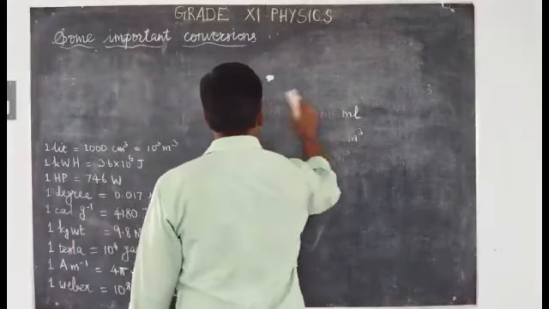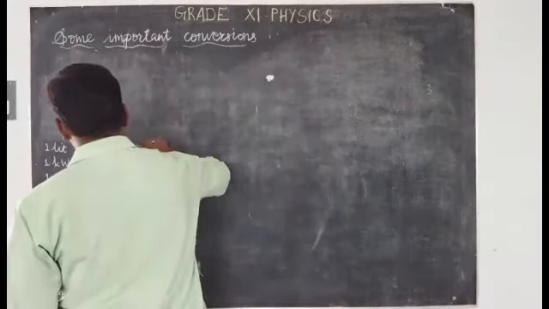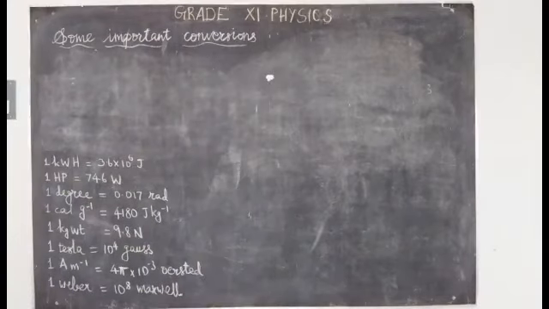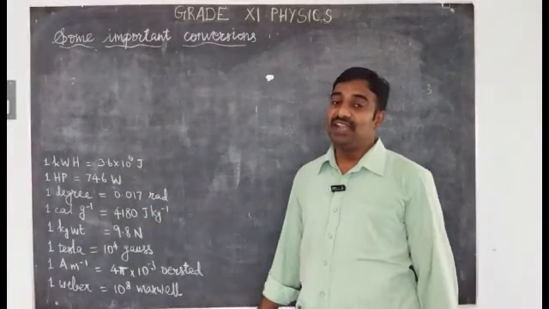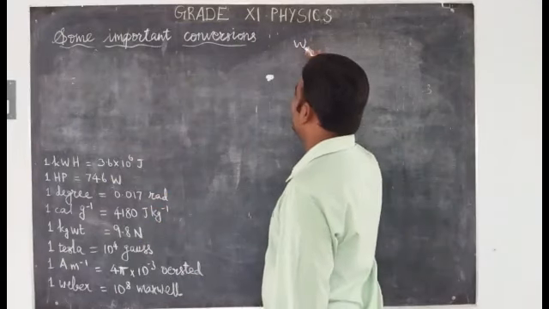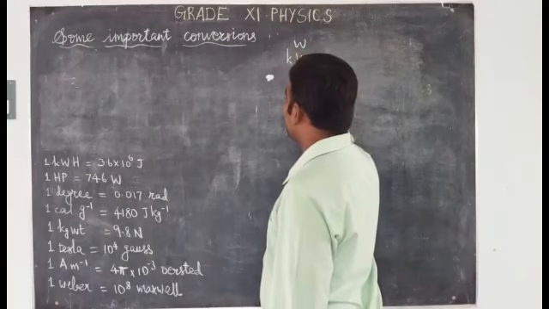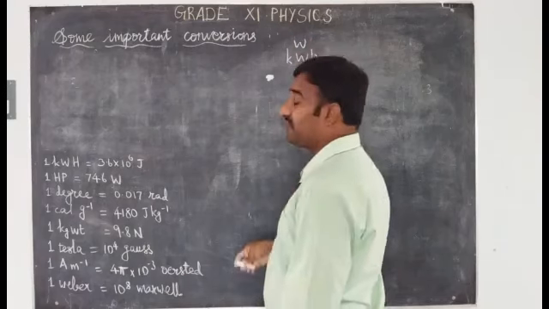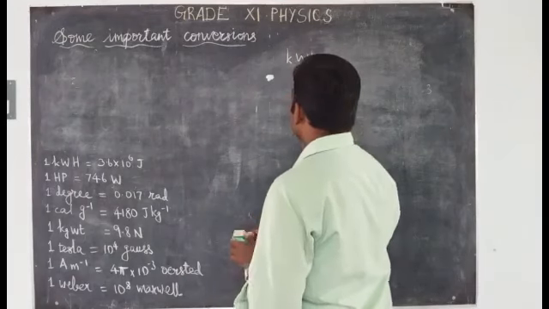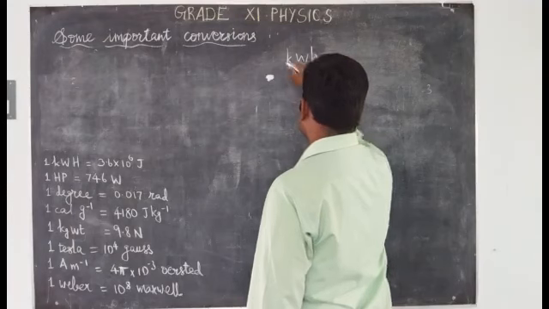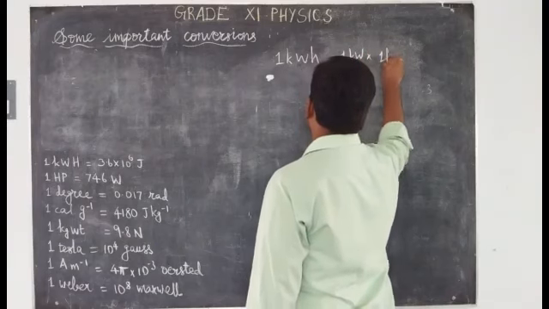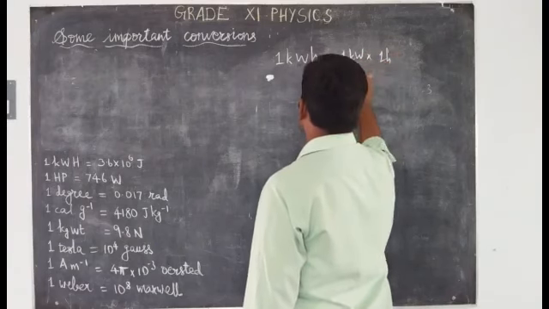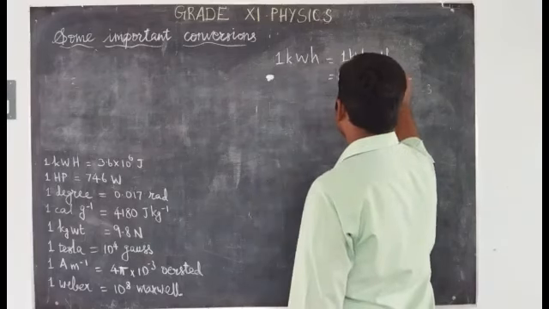Okay. The next one is the electrical energy unit. What is the unit of electrical energy? The unit of electrical energy is 1 kilowatt hour. Watt is the unit of power, kilowatt is also a unit of electrical power, and kilowatt hour is the unit of electrical energy. So we can split and write 1 kilowatt hour as 1 kilowatt into 1 hour. 1 kilowatt is equal to 1000 watt, and 1 hour is equal to 3600 seconds.